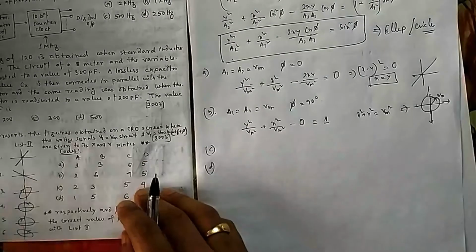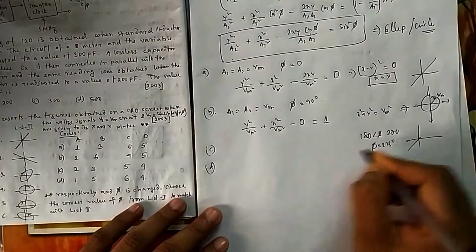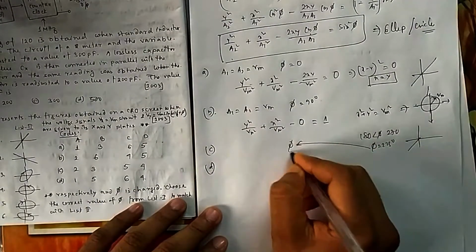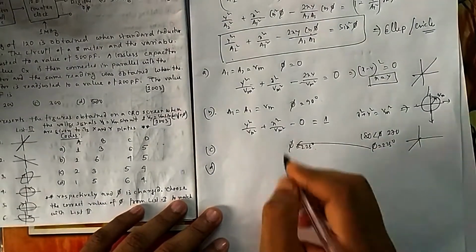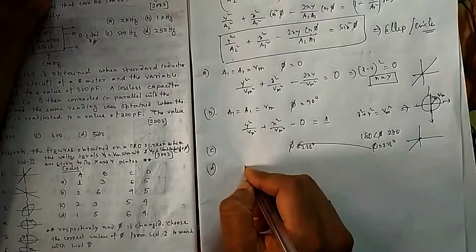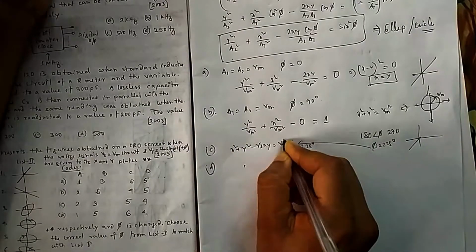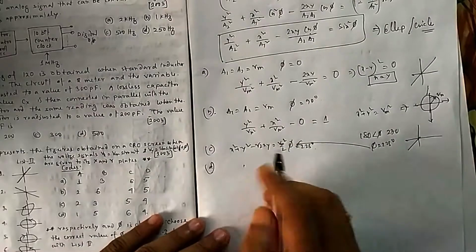For C, because it is between pi and 3 pi by 2, between 180 and 270, you can take phi equal to 225 and write the expression. If you write 225 and take the expression, you will get something of this fashion, that is elliptical, that is x square plus y square minus root 2 xy is equal to Vm square by 2, which is an ellipse. That you have to know.